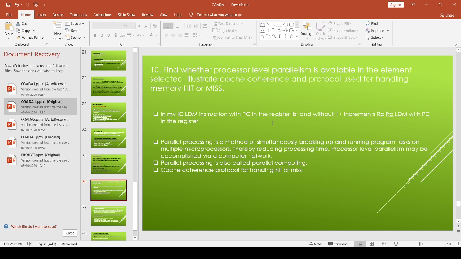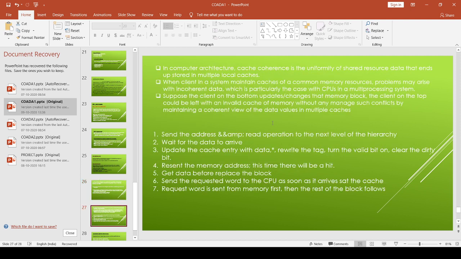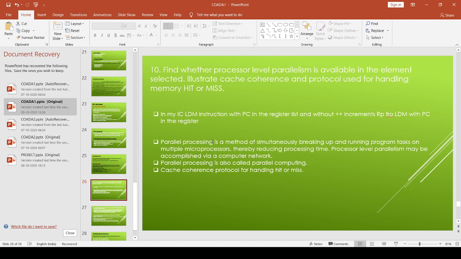The 10th question: find whether processor level parallelism is available in the element selected. Here, parallel processing is a method of simultaneously breaking up and running program tasks on multiple microprocessors, thereby reducing the processing time. Processor level parallelism may be accomplished via a computer network. Parallel processing is also called parallel computing. Cache coherence protocol for handling hit and miss.